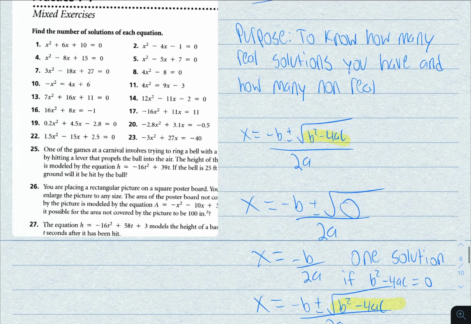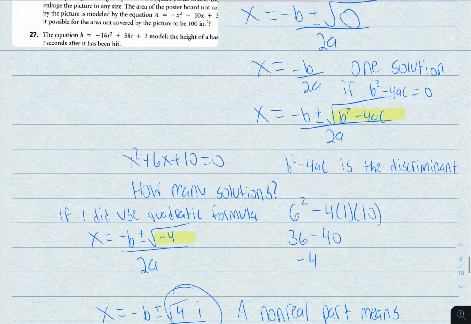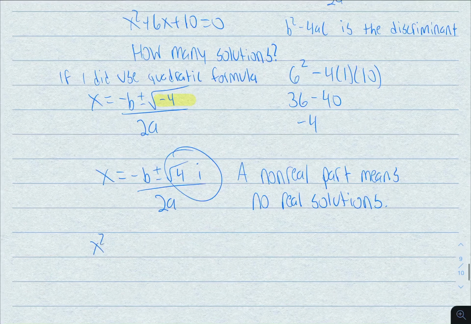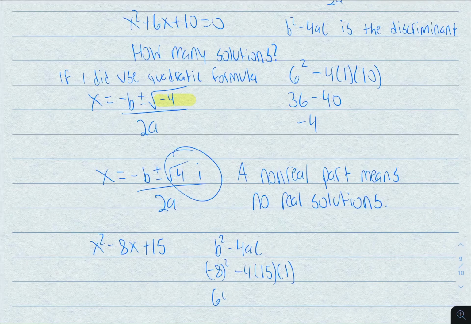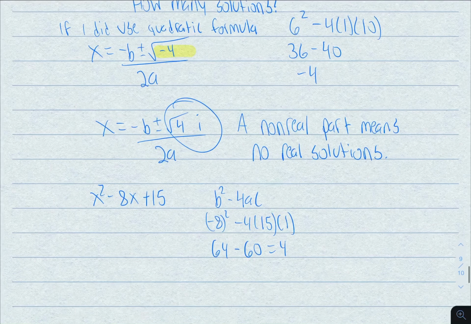Next example. x squared minus 8x plus 15. If we're looking at the discriminant, that's b squared minus 4ac. So negative 8 squared minus 4 times 15 times 1. 64 minus 60 equals 4.